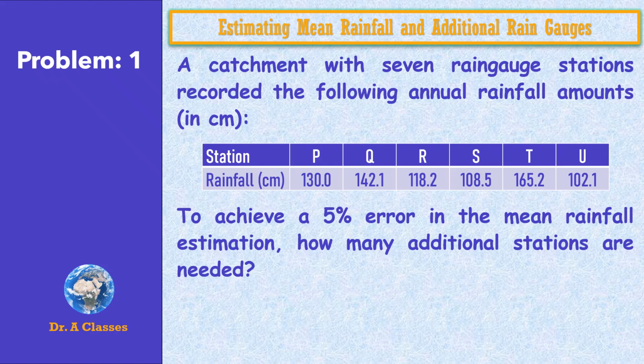Problem first is estimating mean rainfall and additional rain gauge stations. A catchment with 7 rain gauge stations has recorded the following annual rainfall amounts. We need to determine how many additional rain gauges are required to estimate the mean rainfall within a 5% error margin. Let us see how to solve it.